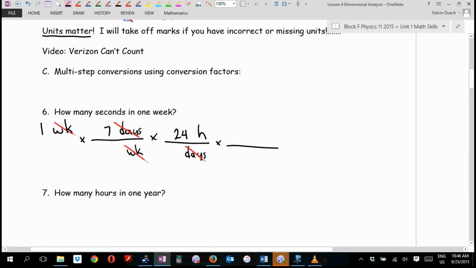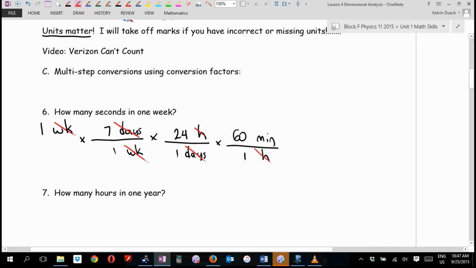Now, I want hours to cancel because I want to end up in seconds. Hours to cancel, put the H on the bottom. Anybody know, what can I break hours up into? Minutes? What's the conversion factor? How many minutes are the same as 1 hour? And by the way, these are all technically little ones. We're saying 7 days is 1 week, 24 hours is 1 day, 60 minutes is 1 hour. Now that would cancel out hours.